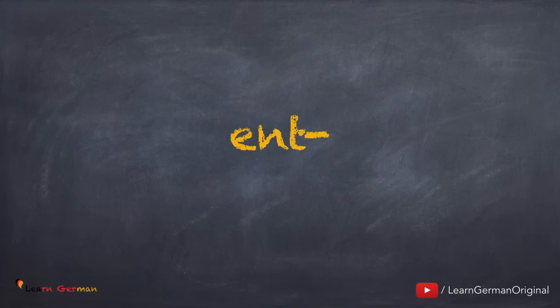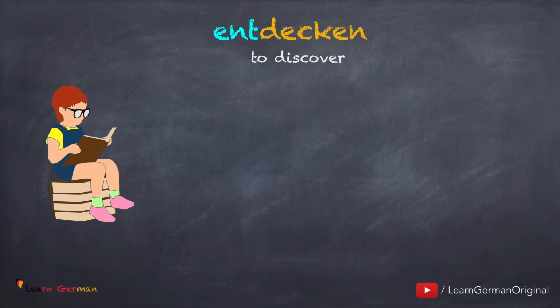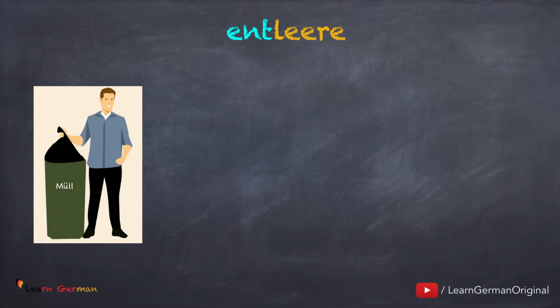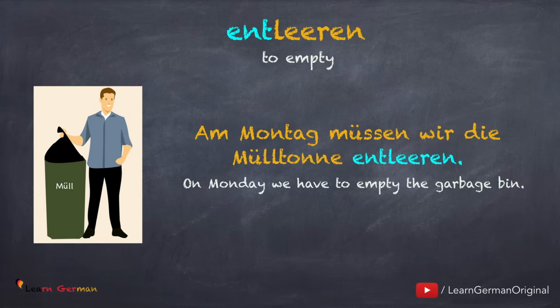The next prefix is ent. And here's the first verb. Entdecken. Mein Sohn entdeckt jeden Tag etwas Neues. Let's move on to the next example. Entleeren. Am Montag müssen wir die Mülltonne entleeren.